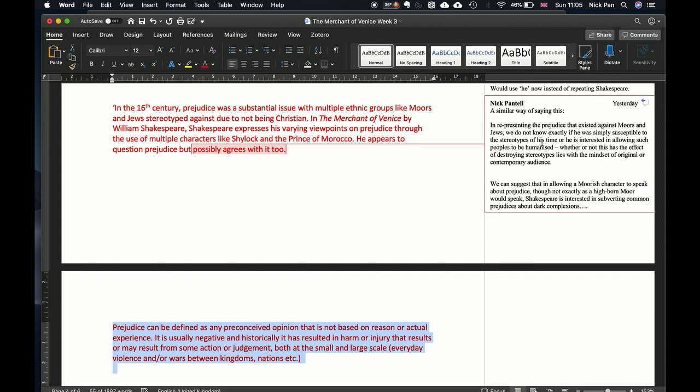We don't know much about the character of Shakespeare as a person, the moral character of Shakespeare, or if he's interested in allowing such peoples to be humanized, by bearing witness to the prejudice that is done against them, right? So whether or not this has the effect of destroying the stereotypes, the prejudice against a Moor or a Jew, lies with the mindset of the original or contemporary audience.